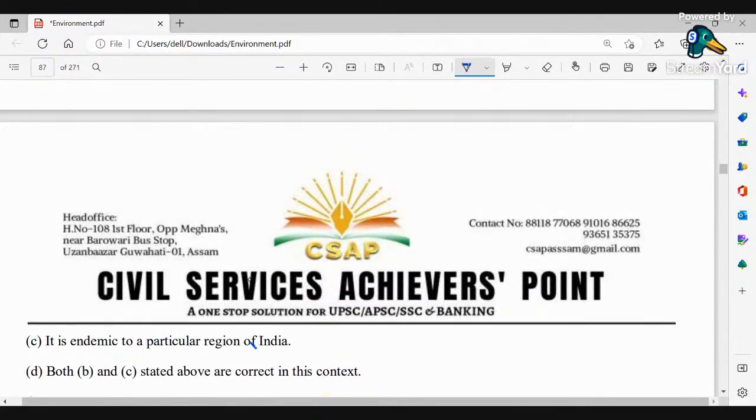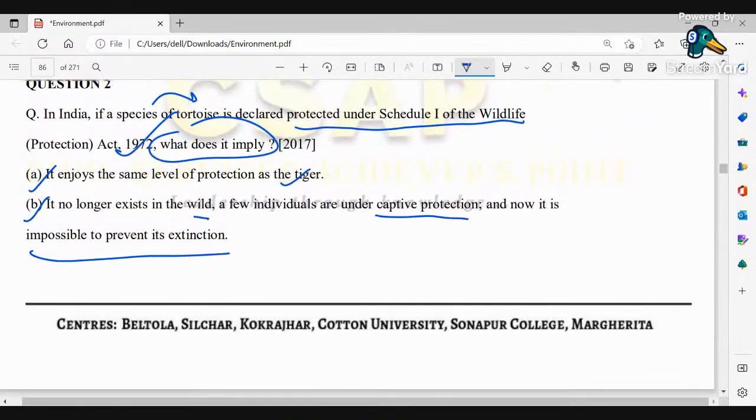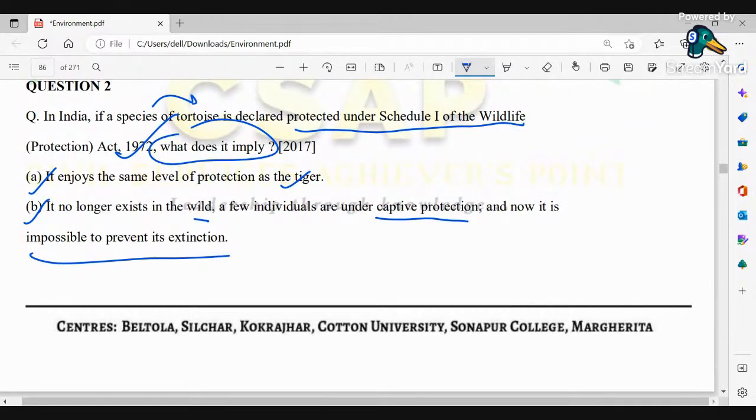It is endemic to a particular region of India, and both B and C are correct in this context. So here, obviously, all the other options are totally false. So here, it's the same as going with option A, that is, it enjoys the same level of protection as the tiger.